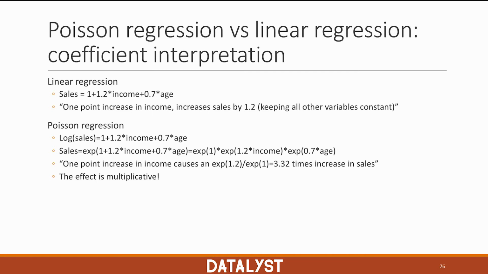However, the interpretation of coefficients in Poisson regression is different. In Poisson regression, we no longer have the sales, but we have the logarithm of the sales. So this expression turns into this. Sales equals the exponent of this expression, which breaks down as a multiplicative expression. This means that 1 point increase in income in this model causes a 3.32 times increase in sales, because now these terms multiply with each other. So be very careful with interpretations of the coefficients in each model.